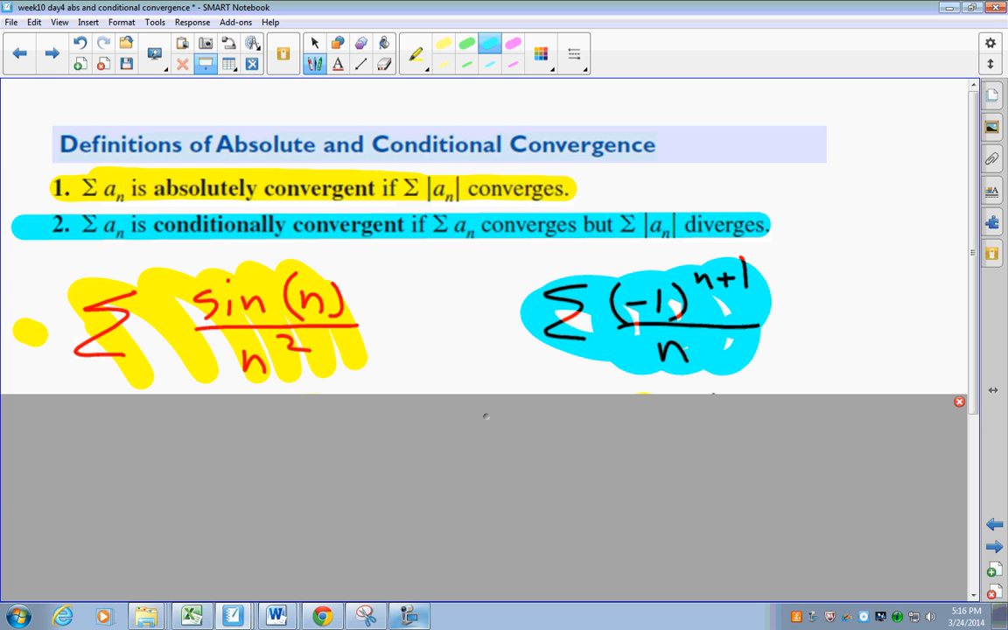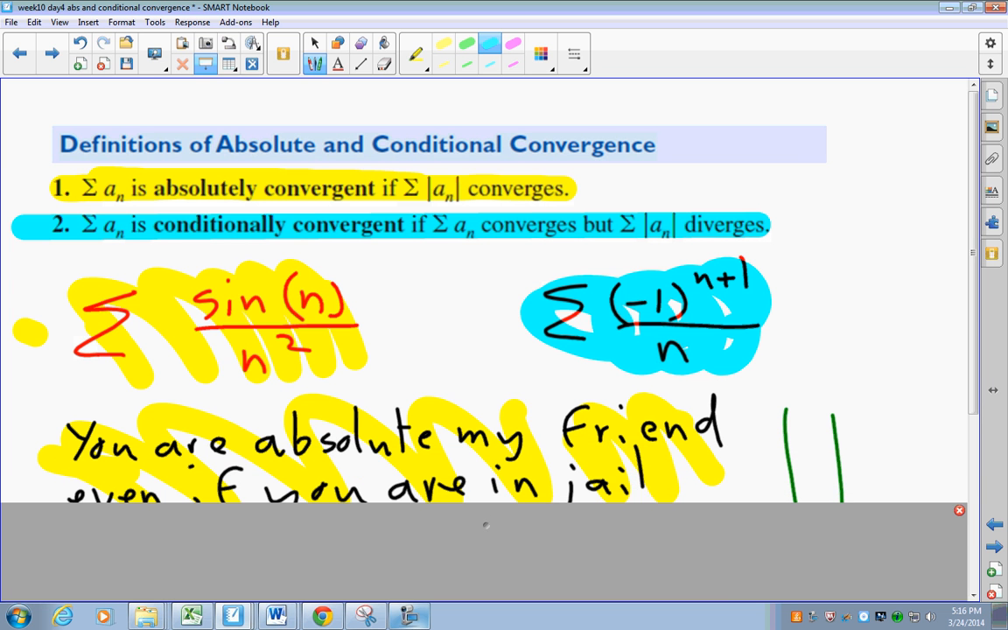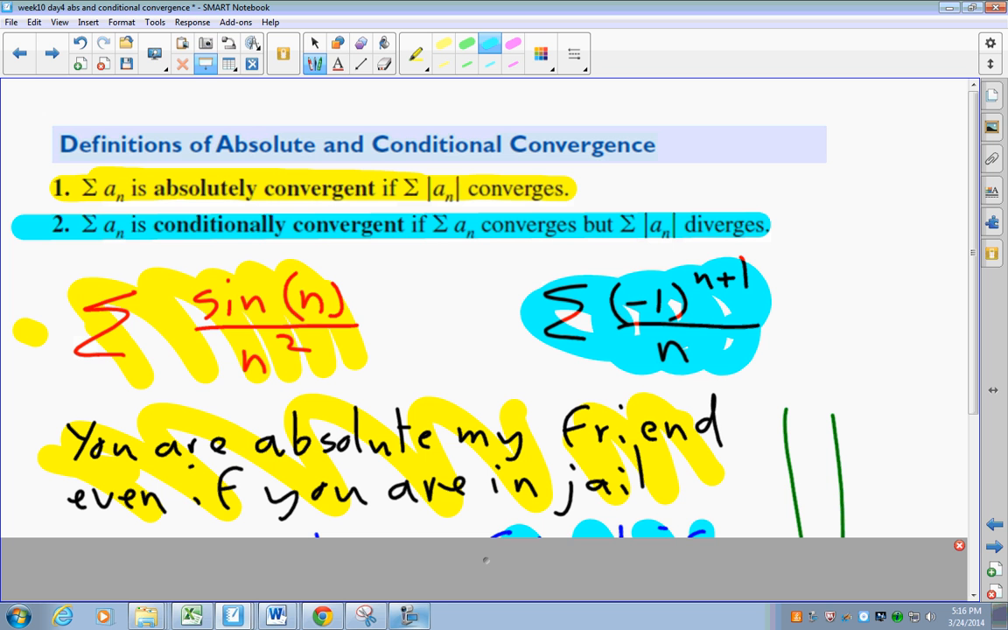Okay? So my metaphor is this. You are absolutely my friend even if you're in jail. So if you did something bad, you get thrown into jail, but you were my friend before you went into jail, and you are my friend still after you're in jail, you are absolutely my friend. So I'm in a wedding in South Carolina. Let's say my buddy got a speeding ticket, he went way too fast, and he had to go to jail. He's still my friend, regardless of if he's in jail or not. So he's absolutely my friend.